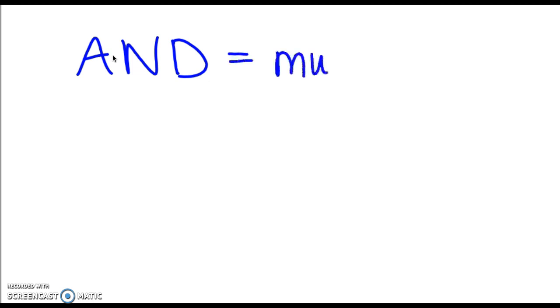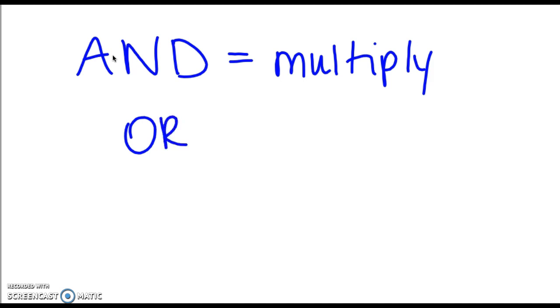First of all, we need to remember that "and" means to multiply when it comes to finding your possible outcomes. And "or" means to add. So make sure you know that. Make sure that you are very aware of that.